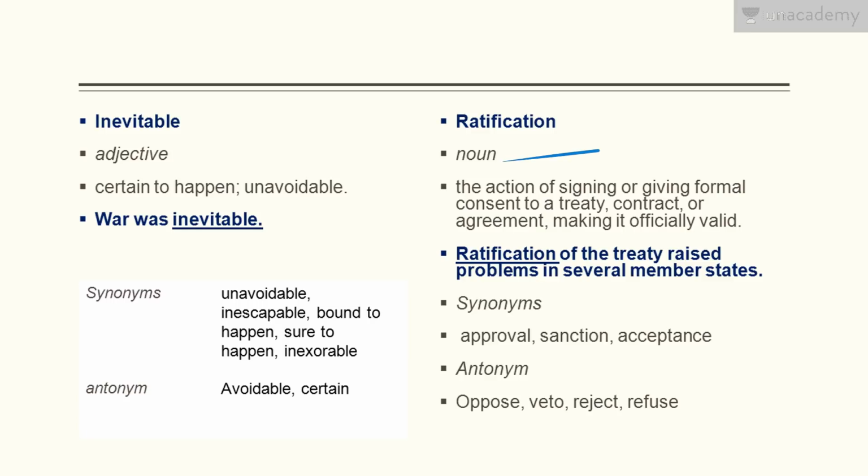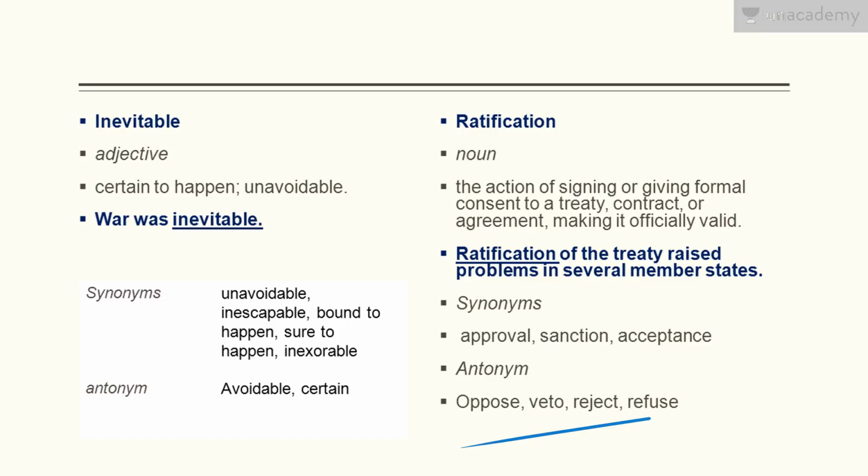Next word, ratification, is a noun, which means the action of signing or giving formal consent to a treaty, contract, or agreement, making it officially valid. Sentence would be ratifications of the treaty raised problems in several member states. Synonym would be approval, sanction, acceptance. Antonym would be oppose, veto, reject, refuse.